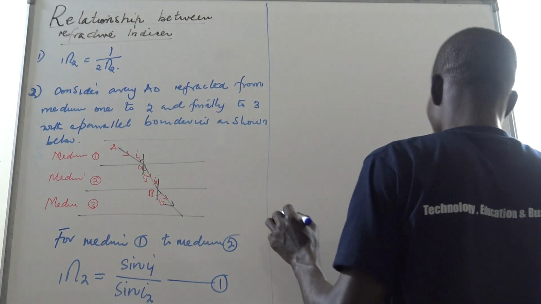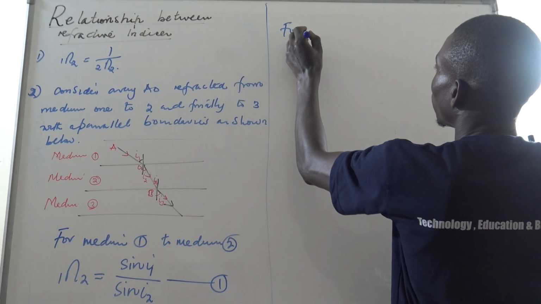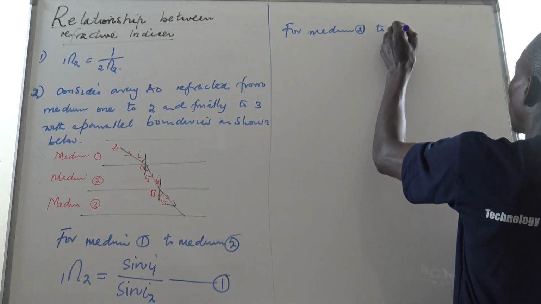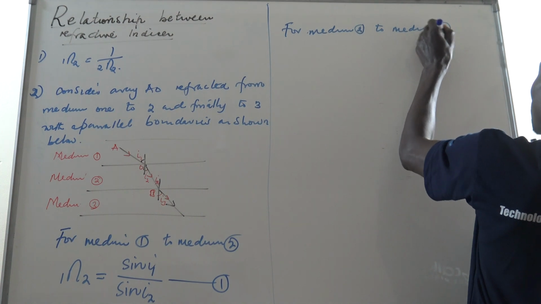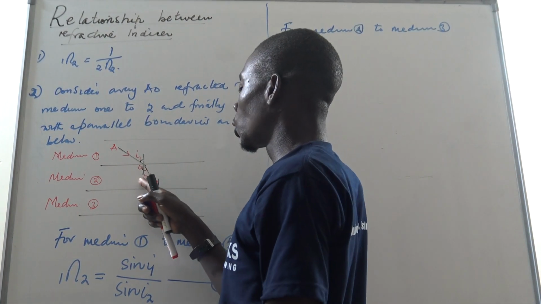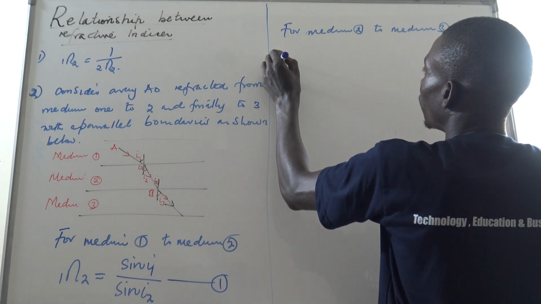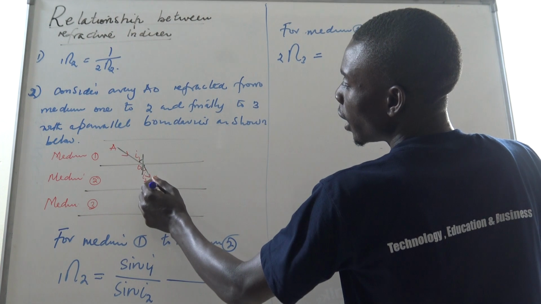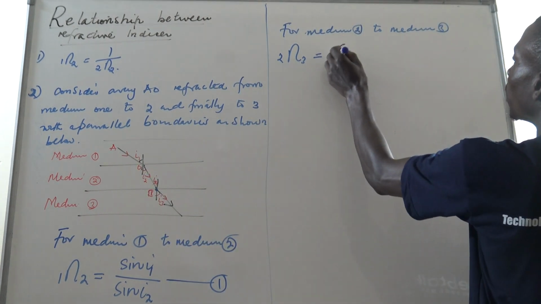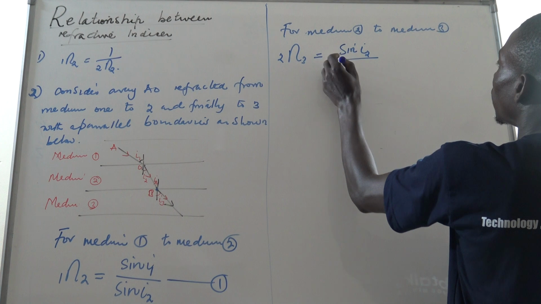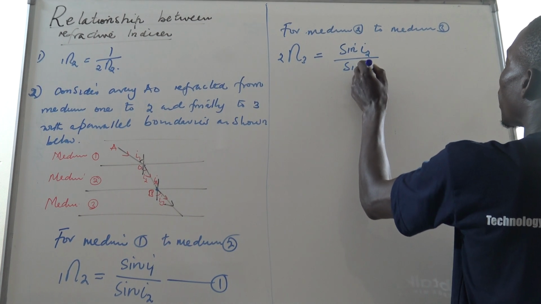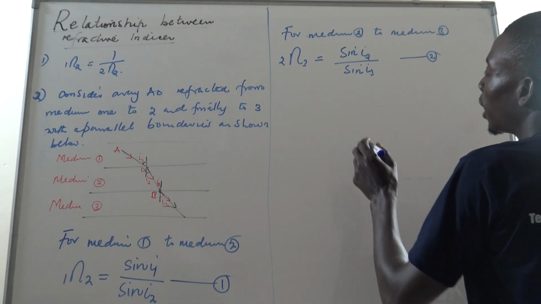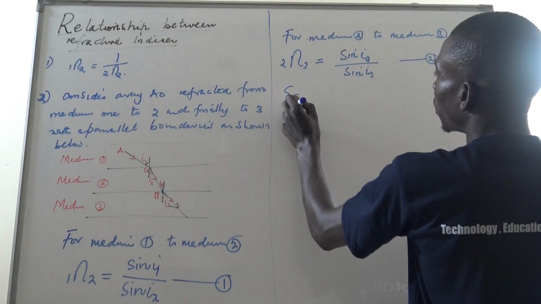And then I can also say, for medium 2 to medium 3, if it is now moving from 2 to 3, its refractive index of 2 going to 3, that means I'm looking at this point here, will be sine of I2 over sine of I3. And this is my equation 2.